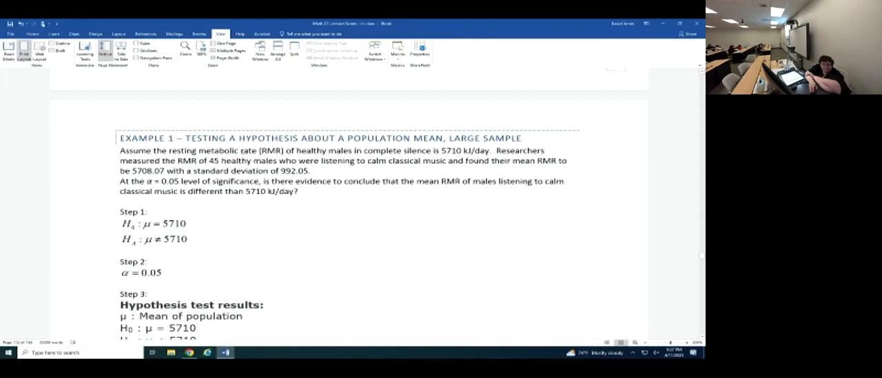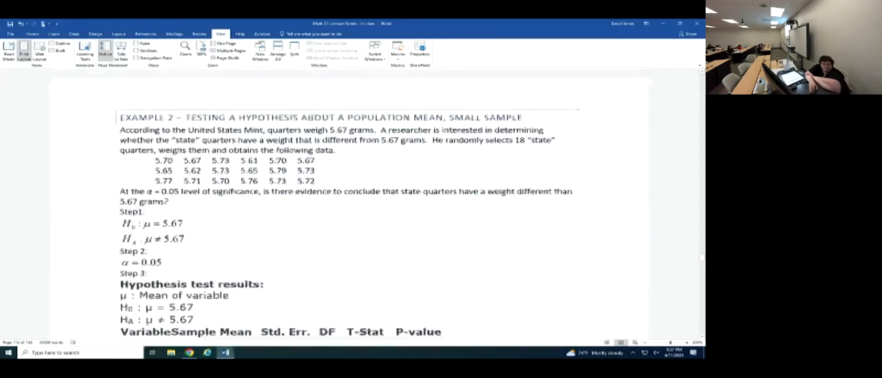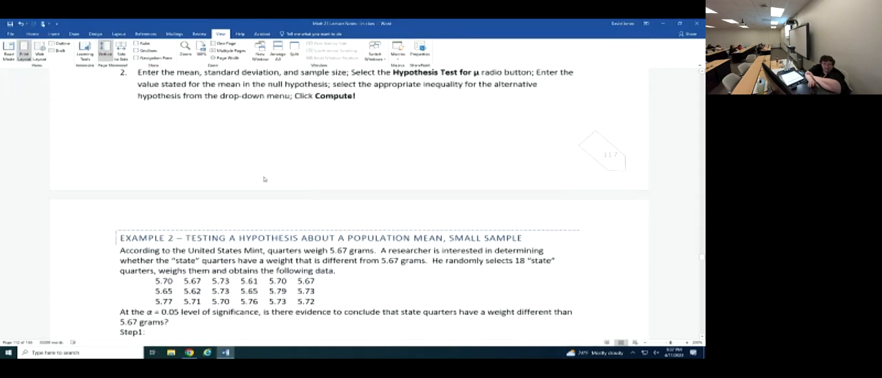All right. According to the United States Mint, quarters weigh 5.67 grams. A researcher is interested in determining whether the state quarters have a weight that is different from 5.67 grams. Eighteen state quarters are randomly selected. And the data is given here. At the alpha equals 0.05 level of significance, is there evidence to conclude that the state quarters have a weight different than 5.67?